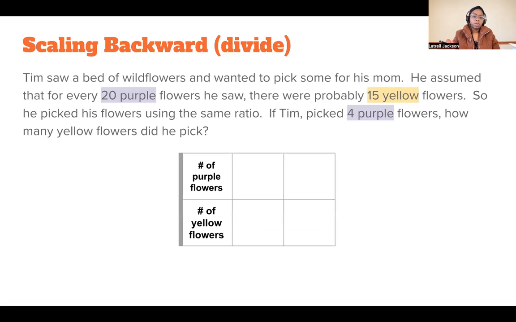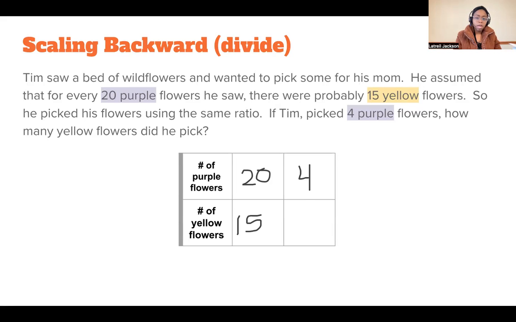Now we're going to scale backwards, and that means to divide to get a smaller equivalent ratio. So Tim saw a bed of flowers and wanted to pick some for his mom. He assumed that for every 20 purple flowers he saw, there were probably 15 yellow flowers. So he picked his flowers using the same ratio. If Tim picked 4 flowers, how many yellow flowers did he pick?